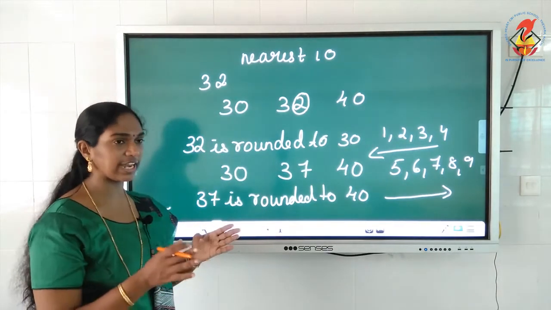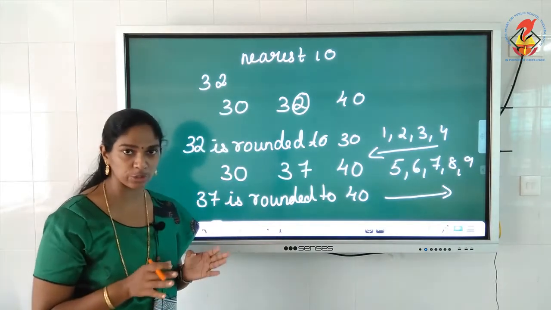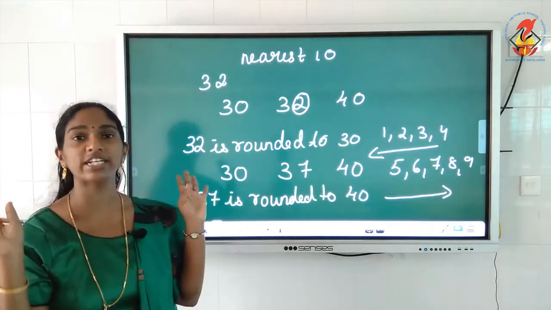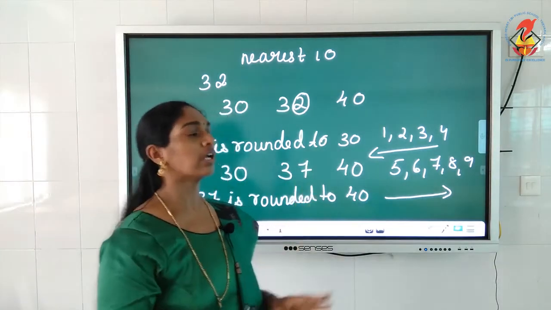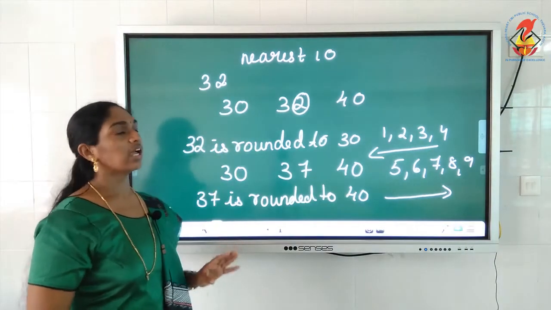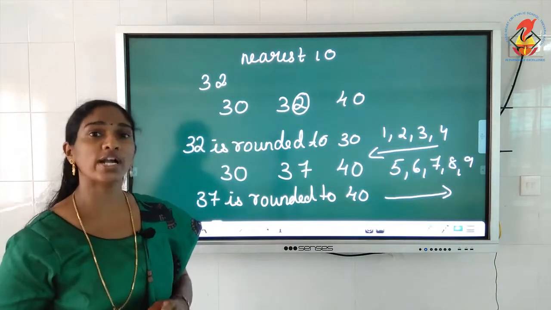First you have to decide which two tens the given number comes between. That is, you have to take two numbers from the tens table and see. After that you have to check the ones place.